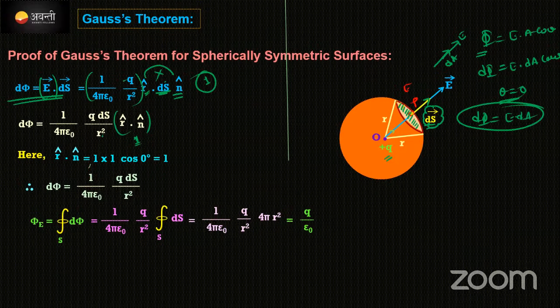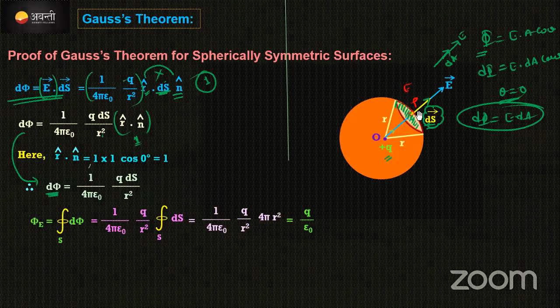And then, d phi value will be equal to 1 by 4 pi epsilon naught q ds by r square. Now guys, look at it. This is the flux which is happening only due to this small amount of area, whatever area is present here. There is a small area.